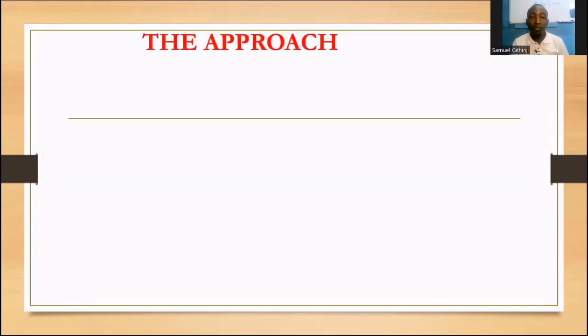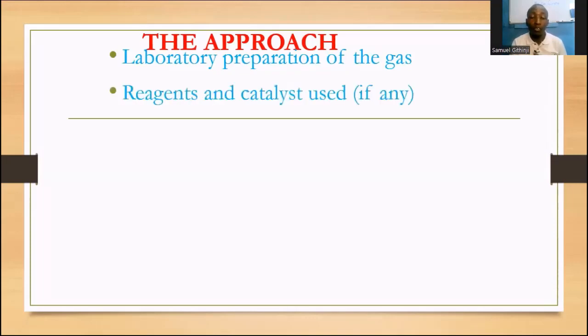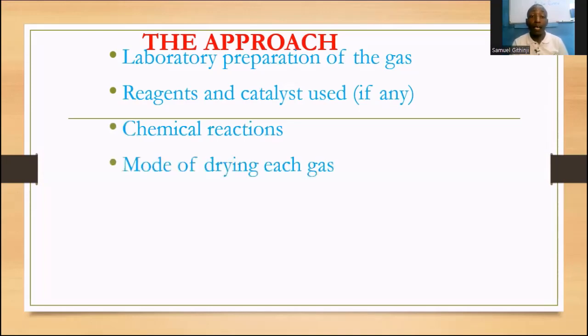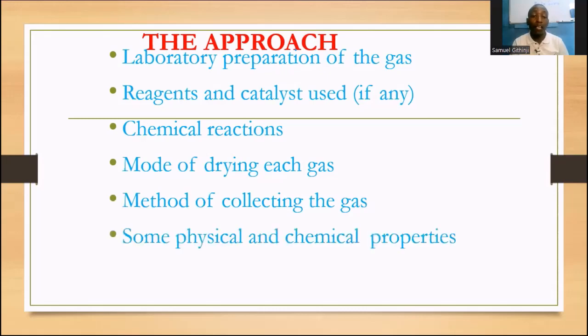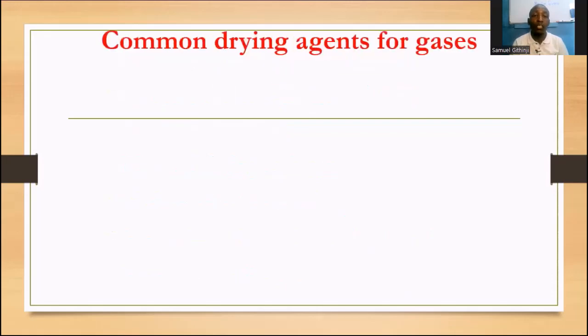Now, the approach that I'm going to have, I'm going to discuss the laboratory preparation of each gas. Then we're going to discuss the reagent that we need and a catalyst in case the preparation of the gas requires a catalyst. Then the chemical reaction leading to the formation of the gas. Then how do we dry the gas? The drying agent, the mode of drying. Then how do you collect the gas? That one I'm going to discuss. Then some physical and chemical properties of the gas will be covered. And then finally, some uses of the gases. So my student, that is the approach, the area that I'm going to concentrate on as we discuss each gas.